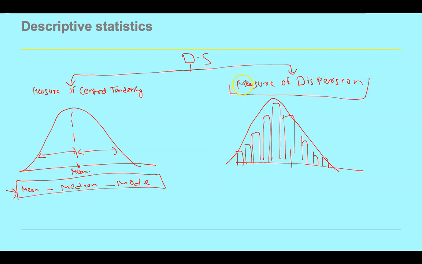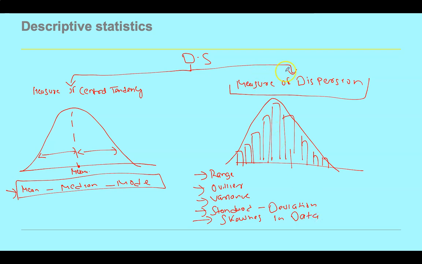In measure of dispersion, we will try to understand about our range. We talk about outliers. We talk about variance and deviation between data. We talk about standard deviation and skewness in the data set. So these are the further things we're going to follow under measure of dispersion.